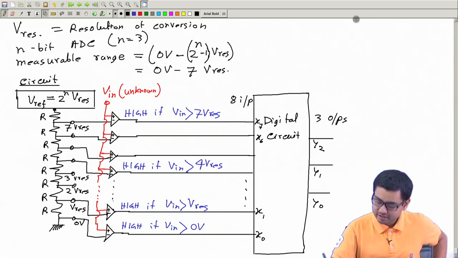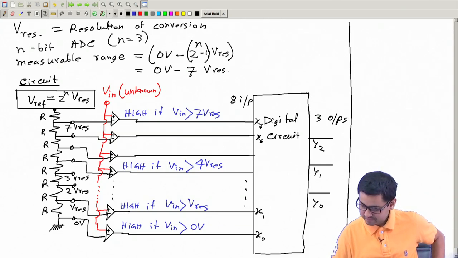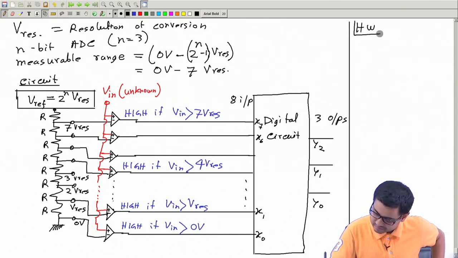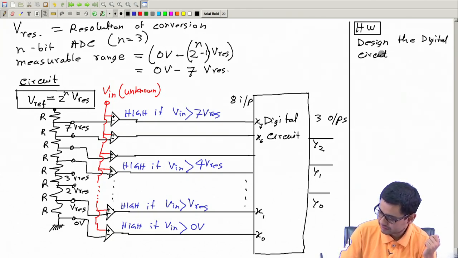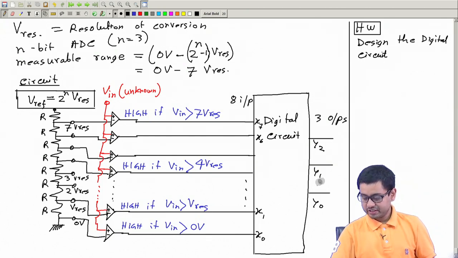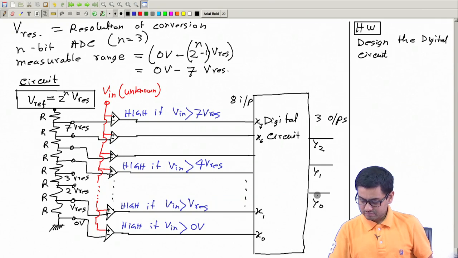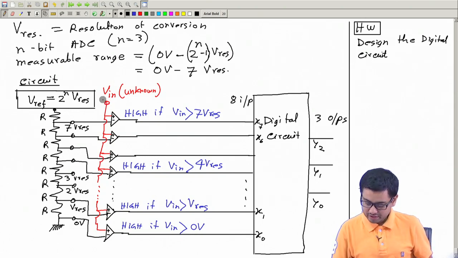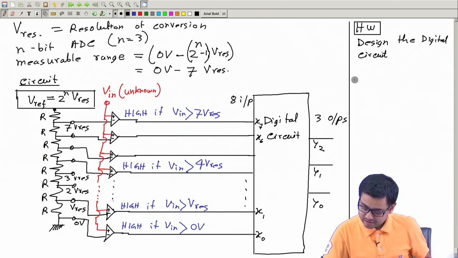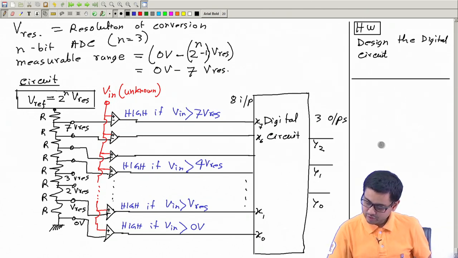Let me put this as a homework. Design the digital circuit such that these 3 numbers represent the digital equivalent of this input voltage. Okay. So, what you have to do? You have to basically write a truth table. Okay.